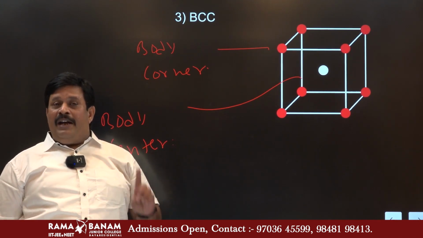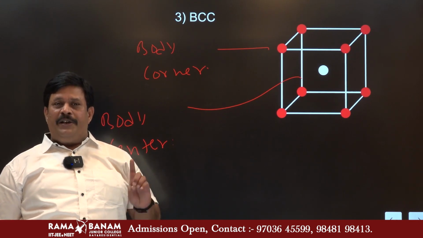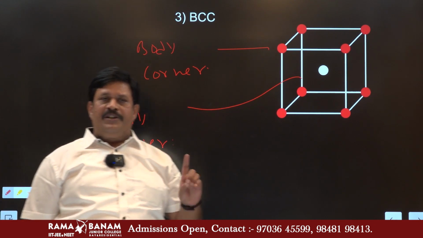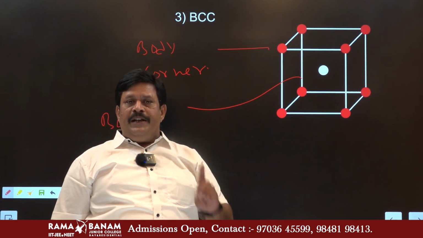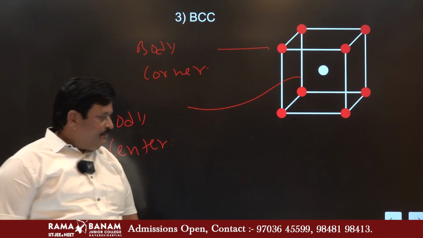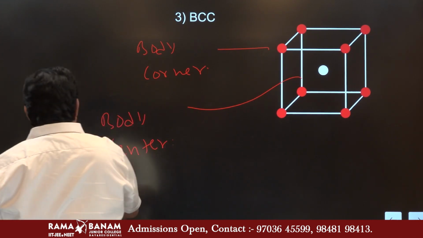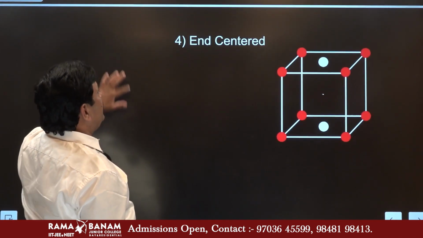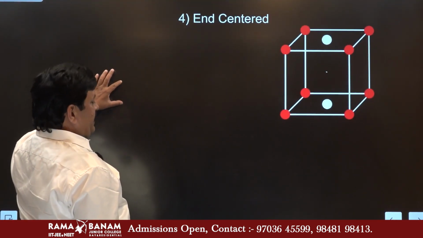The one in which the particles are present at body corners and body center, only that unit cell is called a body centered cubic unit cell. And the fourth one is the end centered unit cell. See the diagram here.